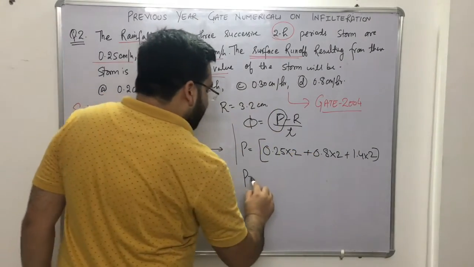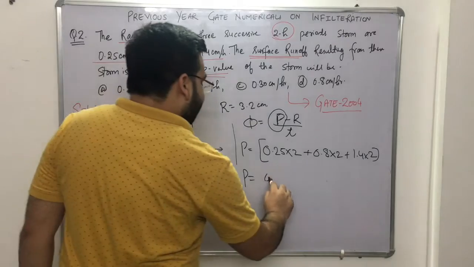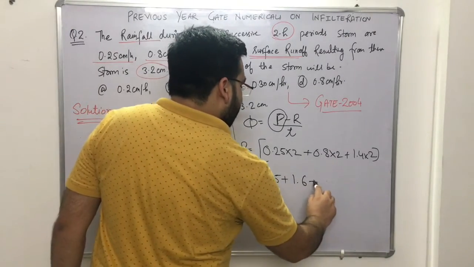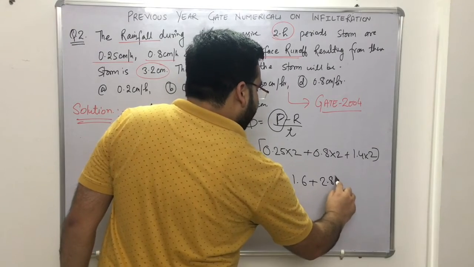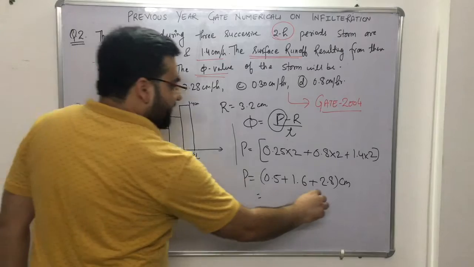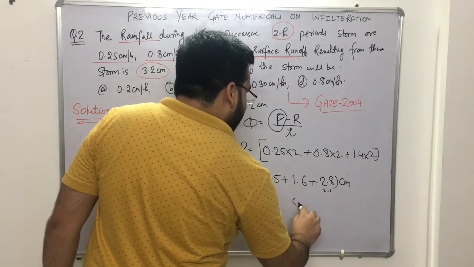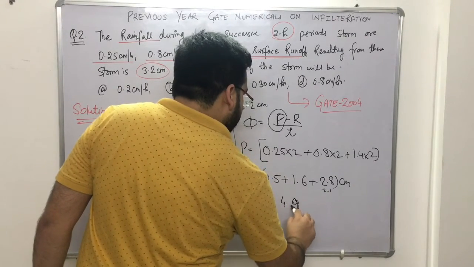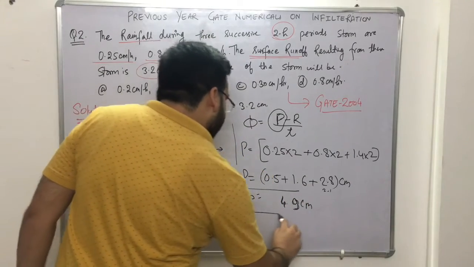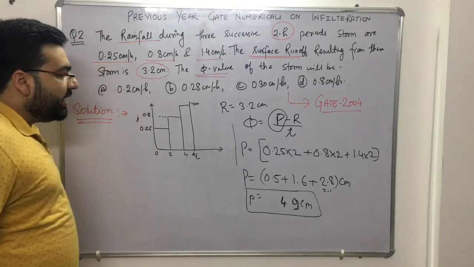So precipitation will be equal to 0.5 plus 1.6 plus 2.8 centimeter. So it will be 2.1 plus 2.8, equal to 4.9 centimeter. So 4.9 centimeter is the total depth of precipitation. Clear? Now let us calculate R.